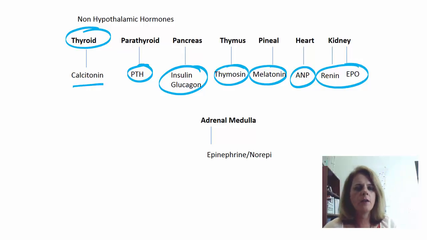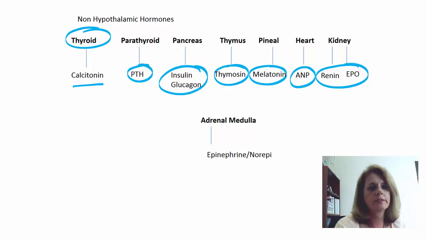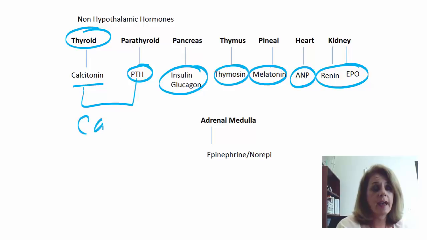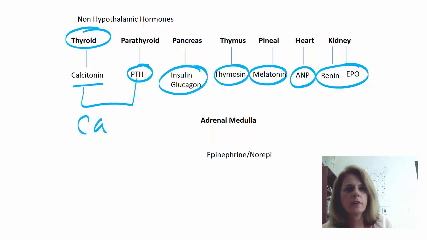Okay. Remember, you need to think about how the controls are. So are they humoral or neuronal? So for example, these are in response to calcium, so that would be humoral. All right, so think about that as you're making your notes for the exam.